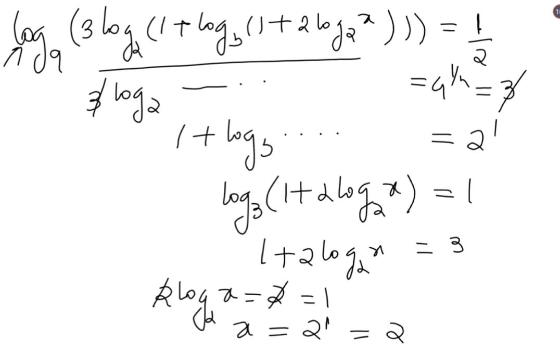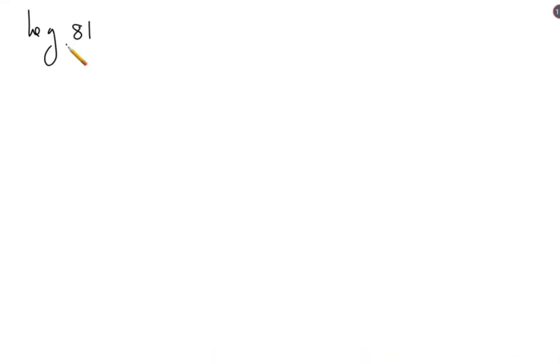Over here we have, okay, wait, we just do one more. So the question over here is log of 81 to the base 12 is equal to p, and we need to find the value of 3.